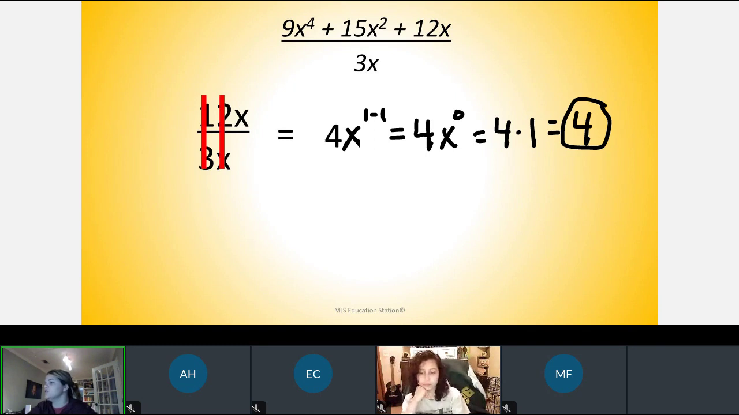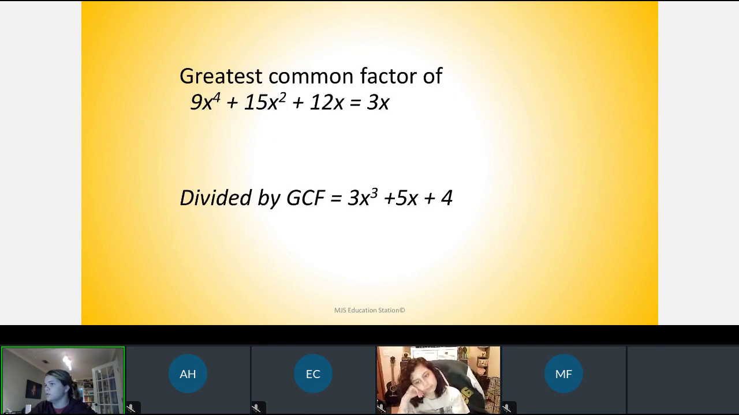Okay, so we've done all of that division, but how do we write it out? The greatest common factor of 9x to the 4th plus 15x squared plus 12x is 3x. So this is our greatest common factor. When we take 9x to the 4th plus 15x squared plus 12x and divide it by 3x, this is what we're left with.